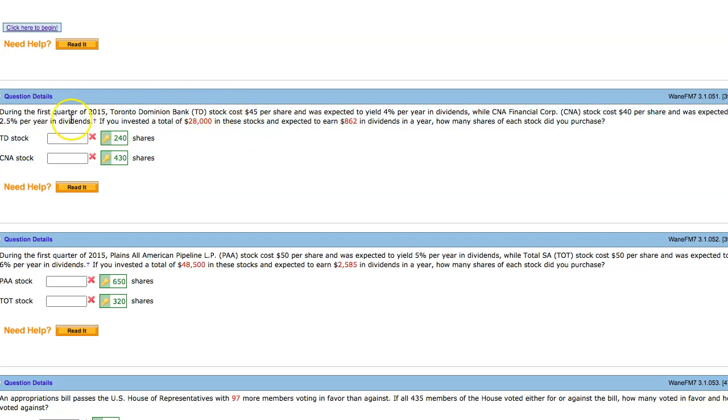So during the first year of 2015, TD Bank stock cost $45 a share and was expected to yield 4% per year in dividends, while CNA Financial Corp stock was $40 per share and was expected to yield 2.5% per year in dividends. If you invested a total of $28,000 in these stocks and expected to earn $862 in dividends a year, how many shares of each stock did you purchase?